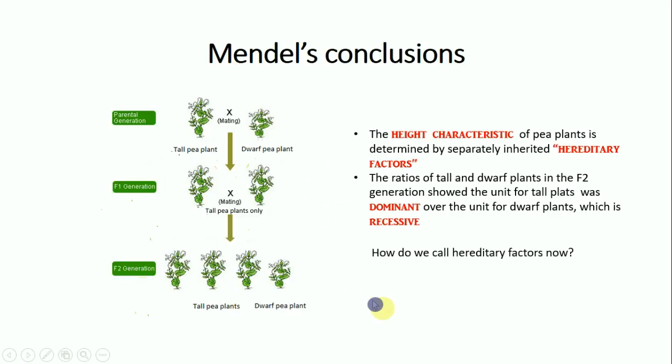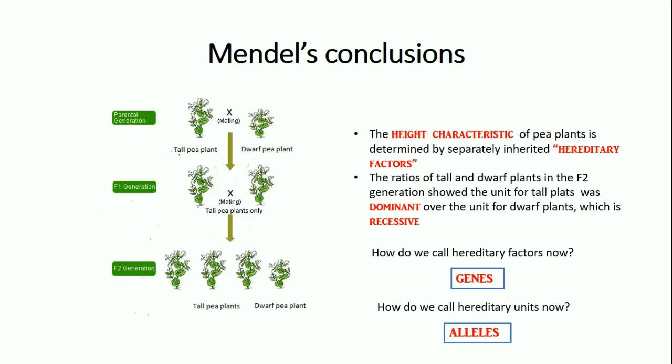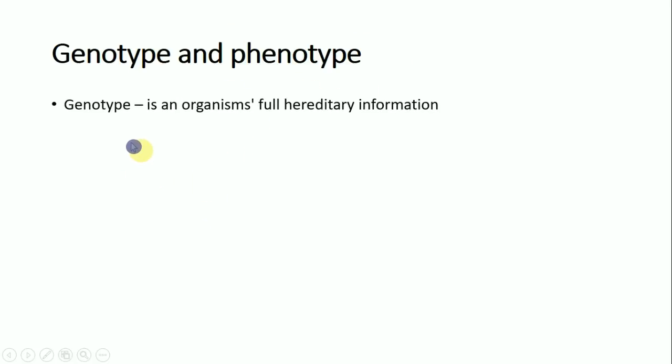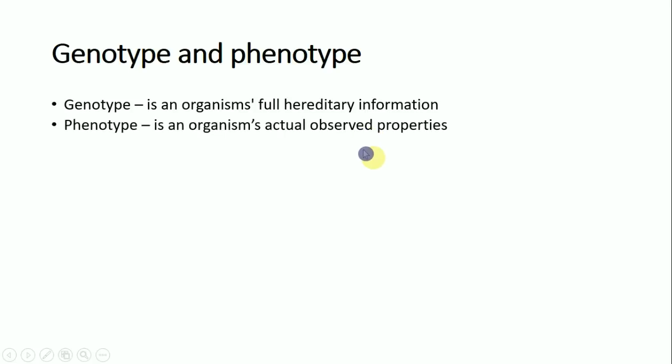So, what do we call hereditary factors now? We call them genes. And what do we call hereditary units now? We call them alleles. Before we make this graph slightly more complicated, but also more informative, we'll have to make sure that we can distinguish the difference between genotype and phenotype. So, a genotype is an organism's full hereditary information, while a phenotype is an organism's actual observed properties.